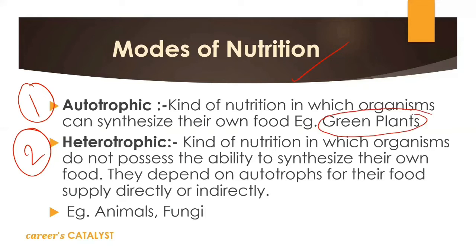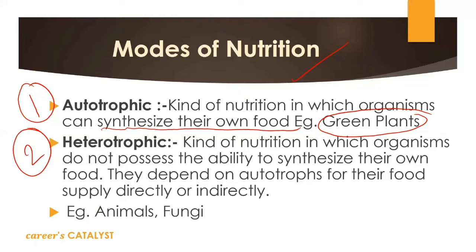As we can see in the definition of the autotrophic mode of nutrition here, it is the kind of nutrition in which the organism can synthesize its own food. In this process, organisms are able to prepare their own food by using the inorganic raw material which is present in our surroundings.